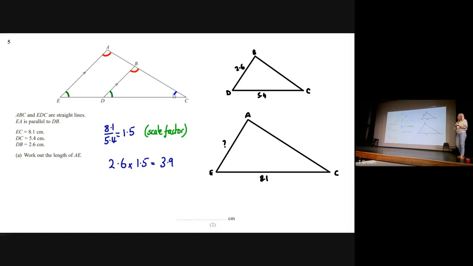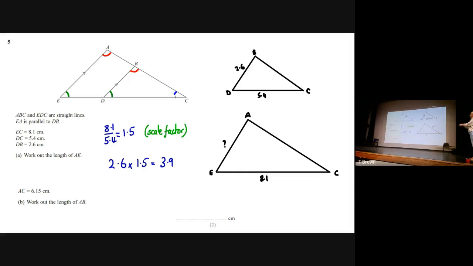Next part says AC is 6.15. AC is all of that. So that's my side on my big triangle, so I'm going to put it there. Work out the length of AB. AB is that one. Now, I've got 3.9 here. I've got 2.6, I've got 5.4. I've filled in all of the sides except for this one. So that's going to actually be what I need to do. I don't want this side. But if I work this side out, I can then take it away and that will give me what I want, which is just the AB bit.